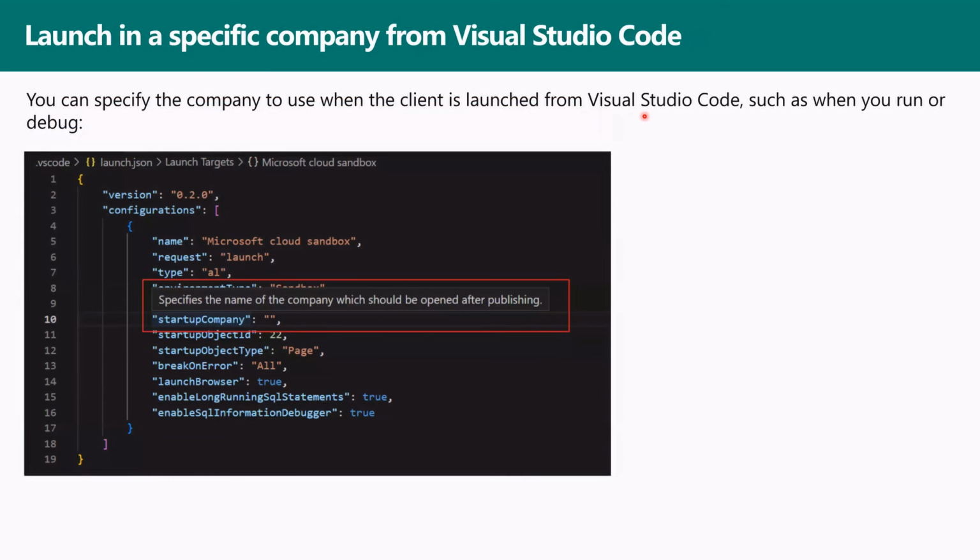And you have also a new parameter in launch.json called startup company that permits you to open a particular company when you test your application from Visual Studio Code. Well, if you want a particular company, you can specify it here, and it's opened automatically.